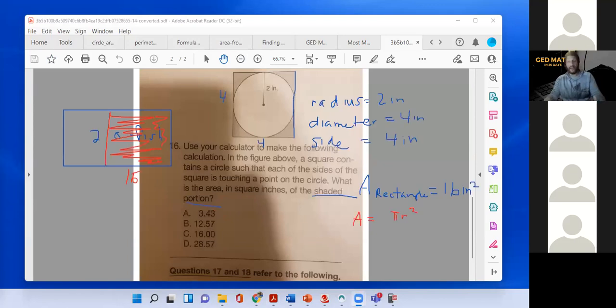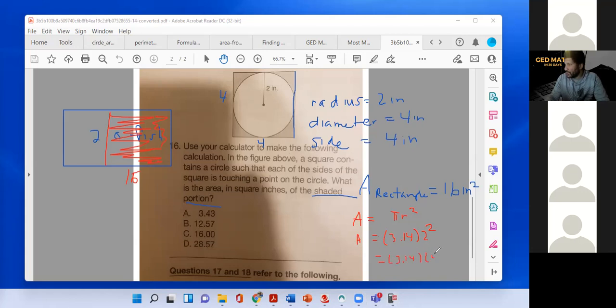Okay, so pi r squared. What is pi? Can somebody tell me what pi is? 3.14. And what is the radius of that circle? 2. And what is 2 squared? How do we figure out 2 squared? 2 times 2 is 4. Okay, so we got 3.14 times 4.